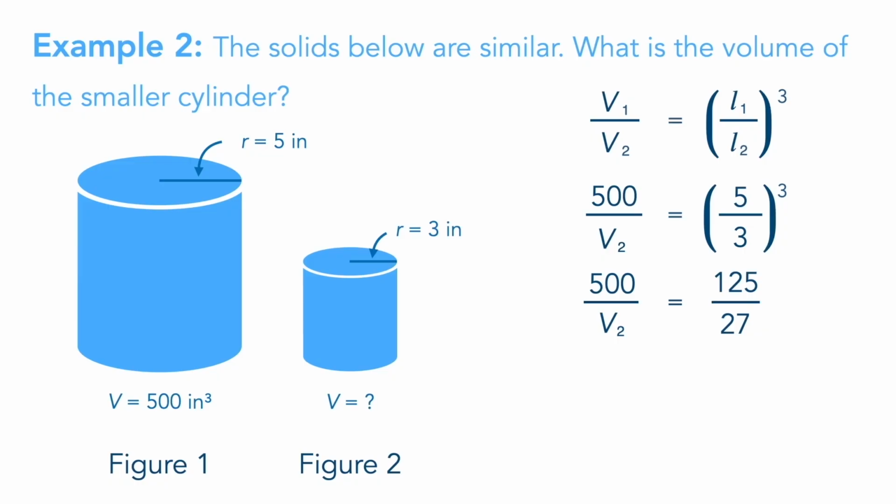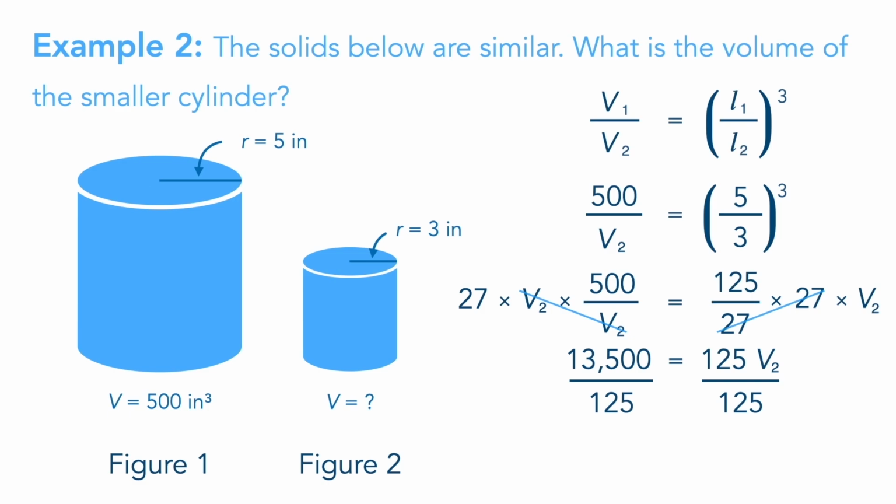Now, to get rid of the denominators of our fractions in this equation, we can multiply both sides of the equation by 27 and V2. Canceling common factors on both sides gives us 13,500 equals 125 times volume 2. Finally, we can divide both sides by 125 to find that volume 2 is equal to 108 cubic inches.